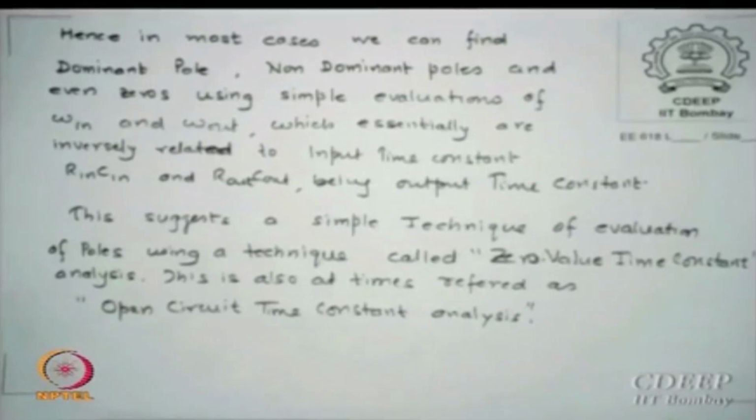The other term which appears is essentially, we will call it short circuit time constant analysis, we will show it later, and that will give you non-dominant poles. Open circuit time constant analysis gives you dominant pole. Short circuit time constant analysis will give you non-dominant poles. Okay.